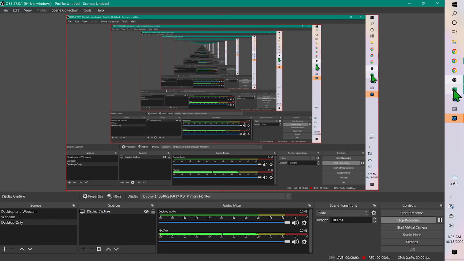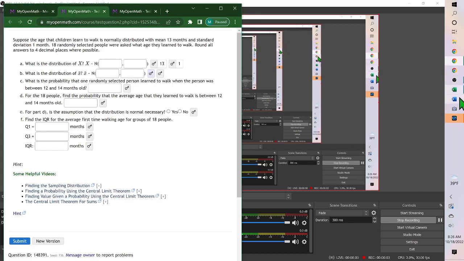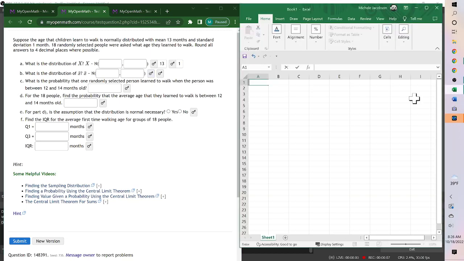Hello. For this problem, using Excel, it says, suppose the age children learn to walk is normally distributed with a mean of 13 months and standard deviation of 1 month. 18 randomly selected people were asked what age they learned to walk.